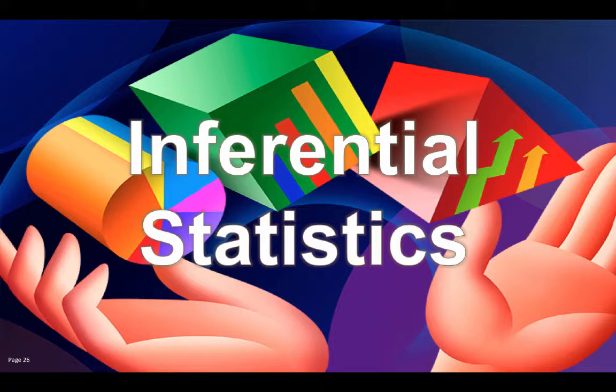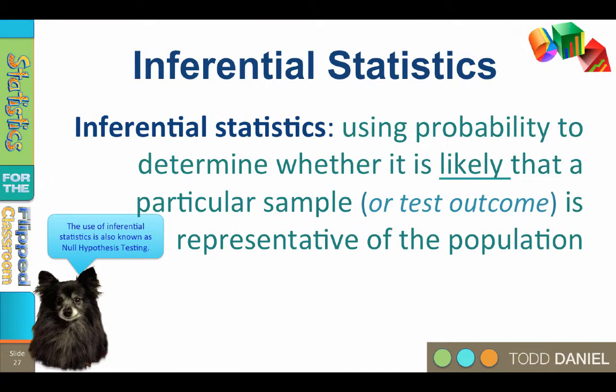We now have two new tools to work with. We know about samples that represent their populations, and we know about simple probability. Now it is time to use those two tools together. Inferential statistics allow us to determine the probability that a sample mean represents the population from which it was drawn.